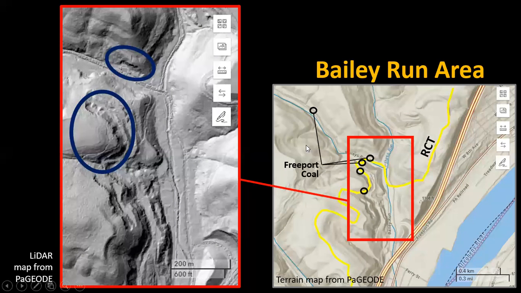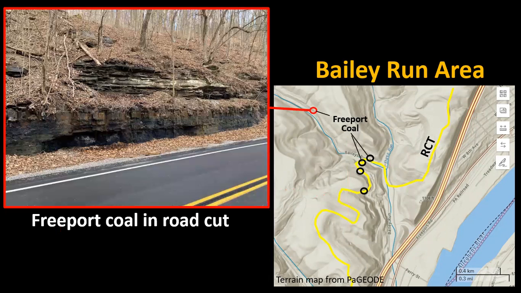We're going to look at the coal first, and those black circles indicate the places where we'll look. First, upstream from the trail along Bailey's Run Road is a road cut of Freeport coal. It's about 7 or so feet thick. It's pretty thick. Freeport coal's not that thick everywhere. It's kind of patchy in its thickness and distribution.